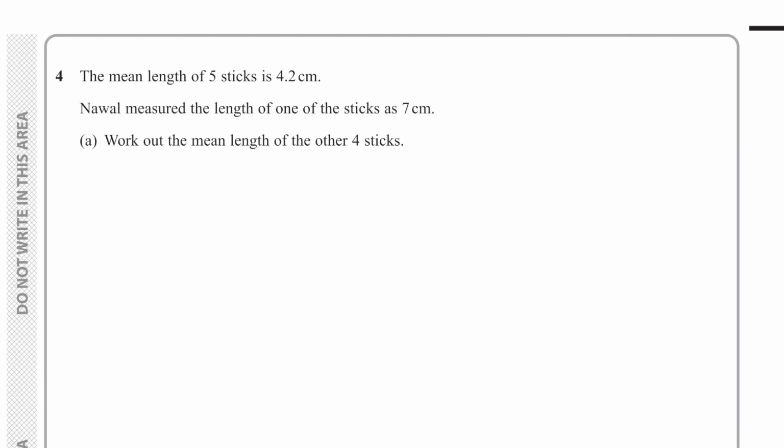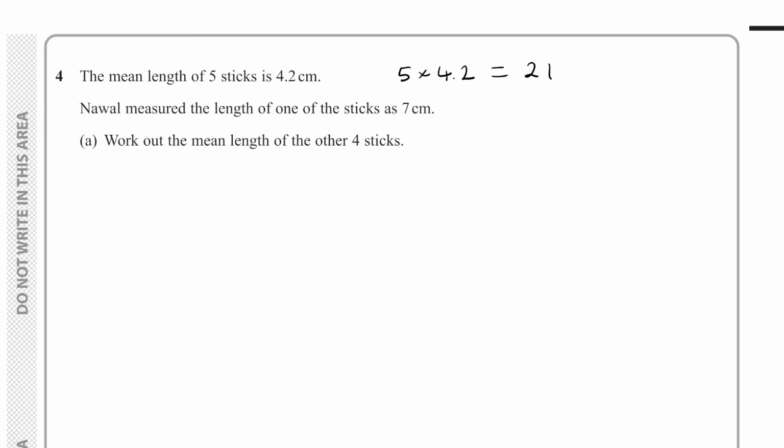Question 4. The mean length of 5 sticks is 4.2 centimeters. Now we'll measure the length of one of the sticks as 7 centimeters. Work out the mean length of the other 4. So we're going to reverse the mean here. If we do 5 times 4.2, we can find the total length of all the sticks. So 5 times 4.2, 10 times 4.2 is 42, half of that is 21.